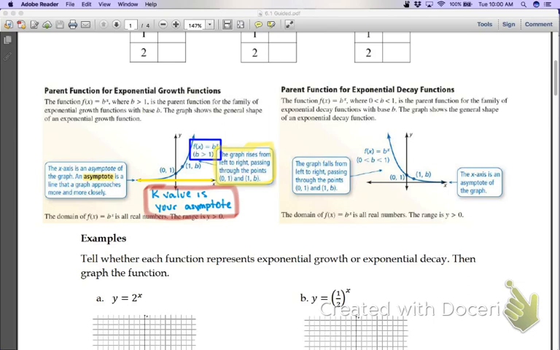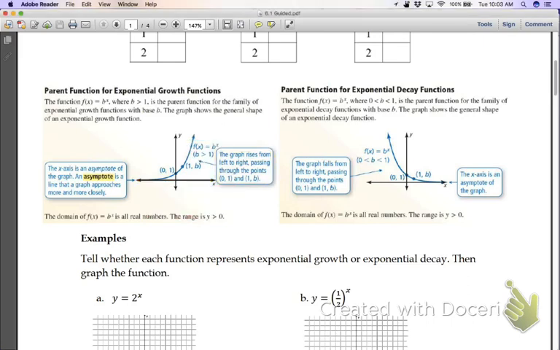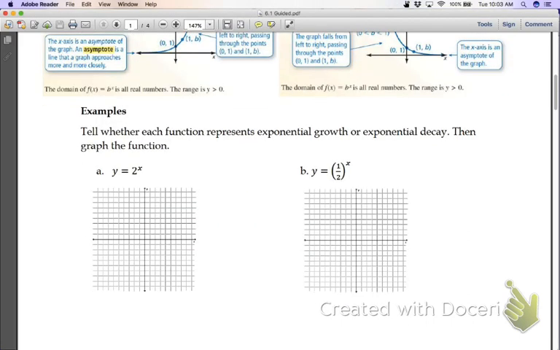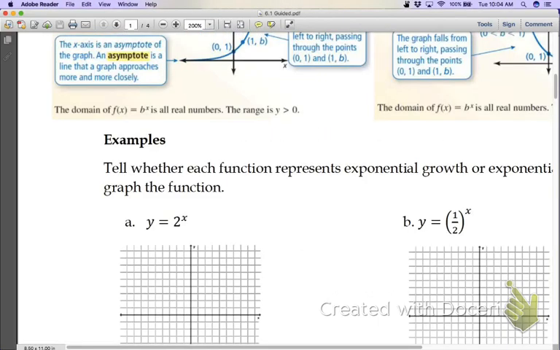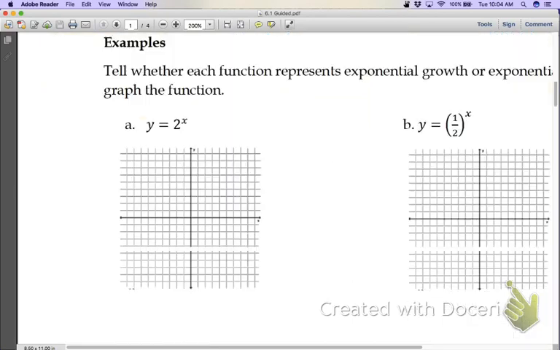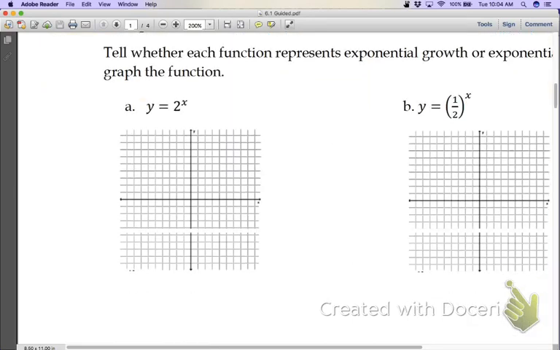So what I want you to do, we'll talk about decay in a second. Right below where it says, tell whether the function represents exponential growth or exponential decay, A represents growth. I'll go ahead and just tell you that right now. So whenever we solve any of these, we're just going to look at A, because this is the one that's going to deal with growth.